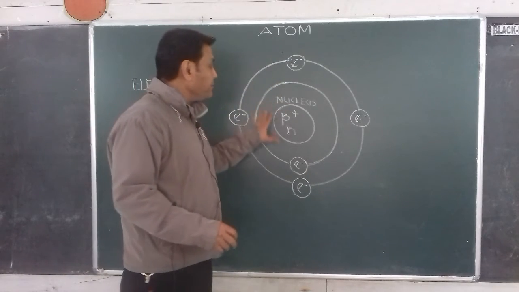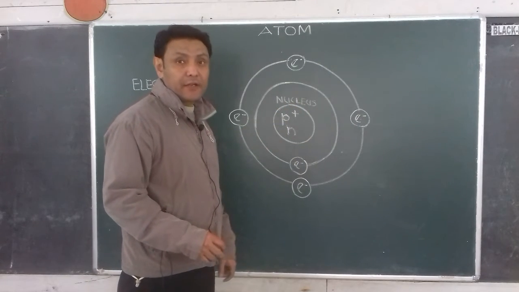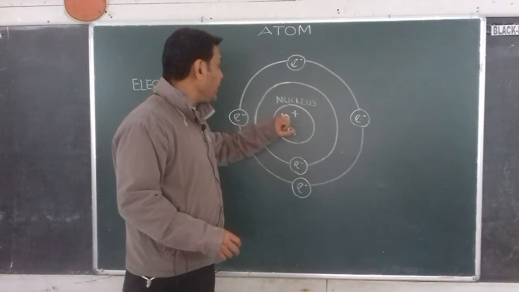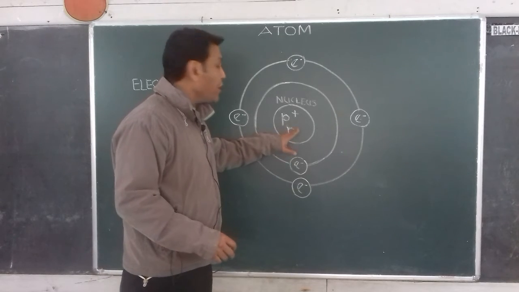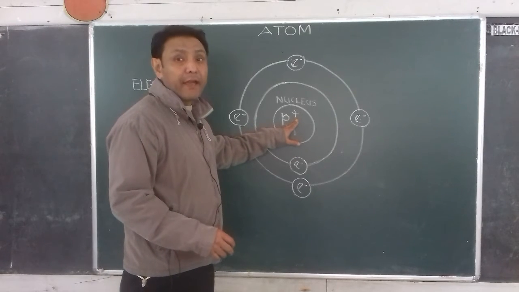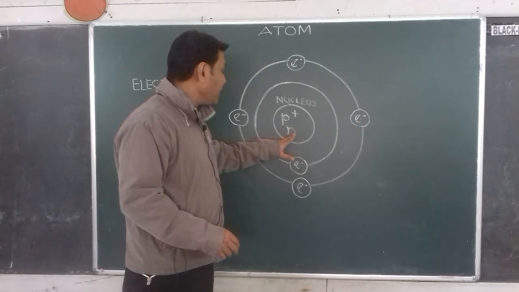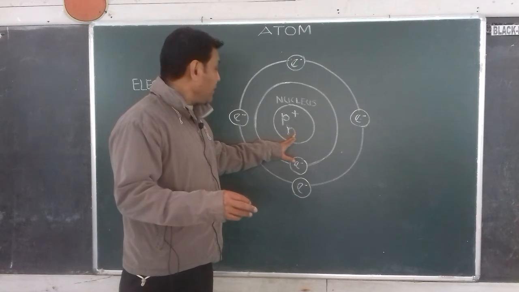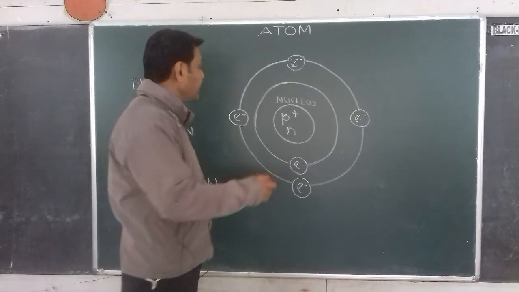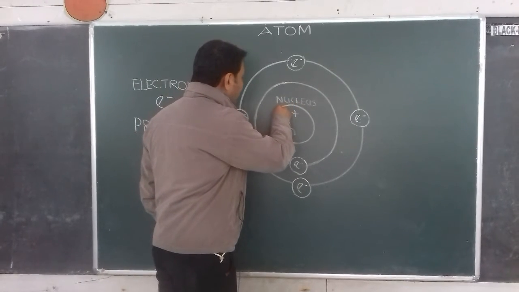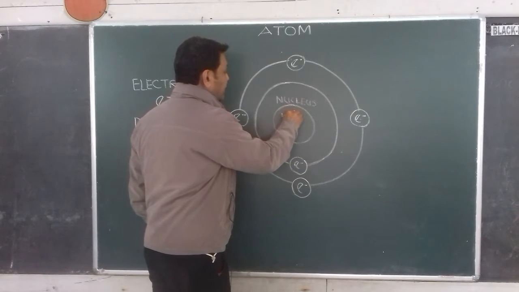And in an atom, the central part, known as the heaviest part, is the nucleus. The heaviest part of an atom is the nucleus, and the nucleus comprises protons and neutrons. Protons are positively charged, but neutrons do not have any charge. They are chargeless. In fact, the charge of the entire nucleus, because of the protons, is positively charged.